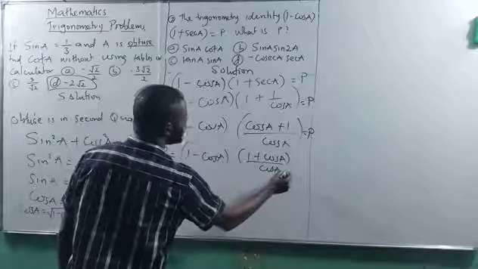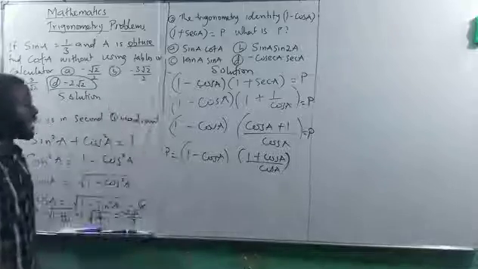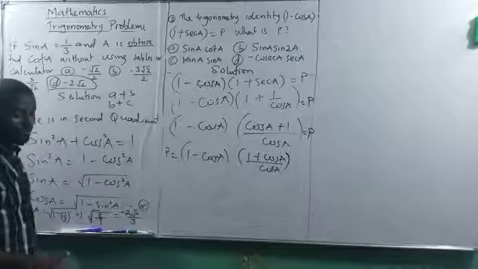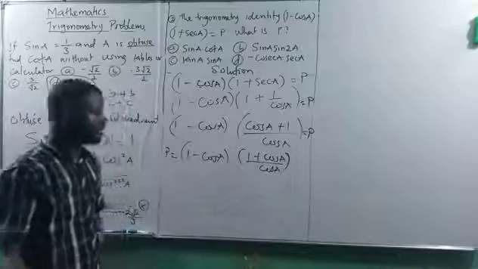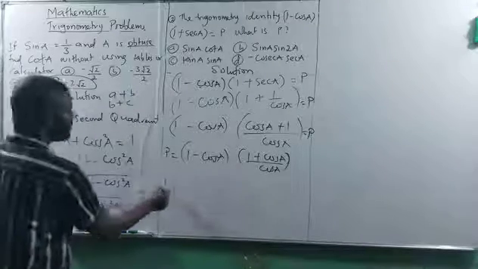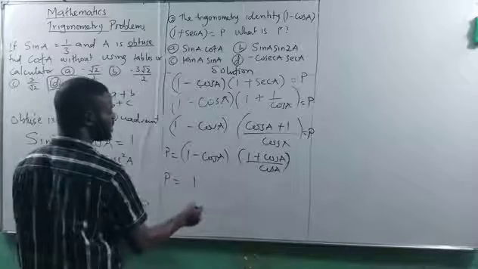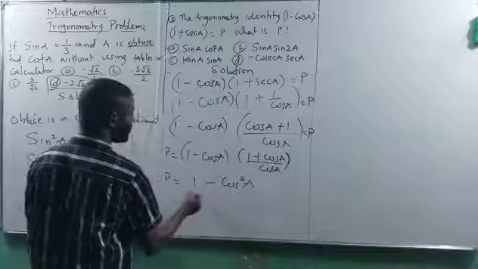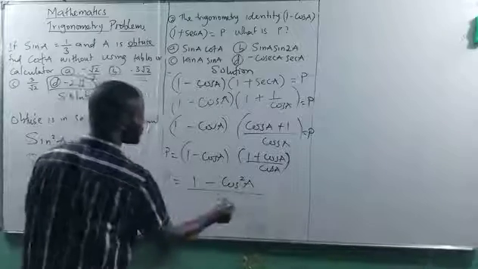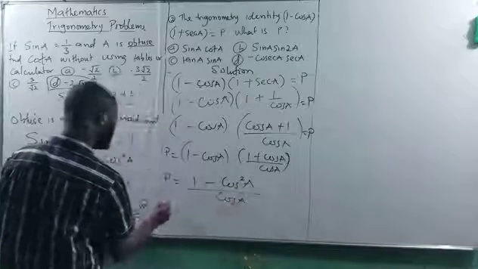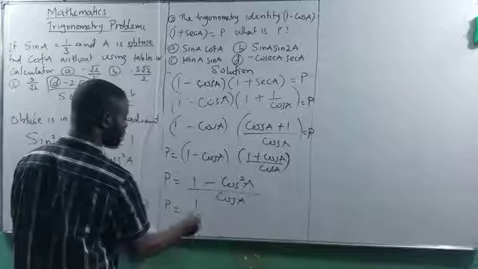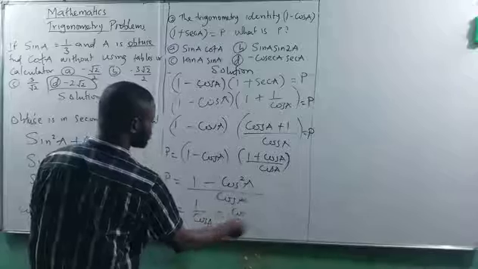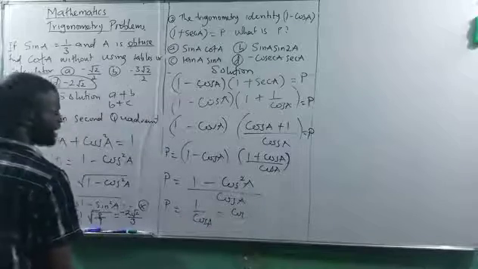Cos A. Now, what I am trying to do here is that when I have A plus B, it can also be B plus A, because we all know that addition is commutative. Now, since I know that my P can now be equal to 1 minus cos square A, which is a difference of two squares, divided by what? Cos A. Now, my P will be equal to 1 all over cos A minus cos A.